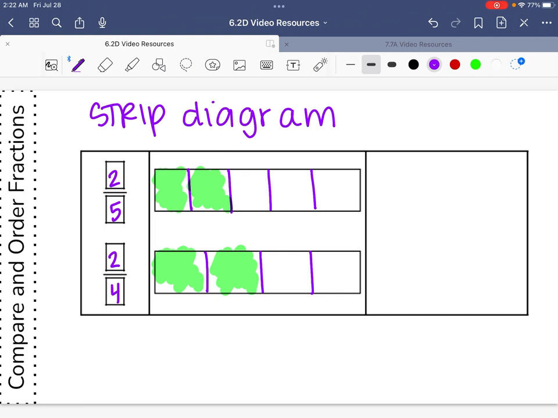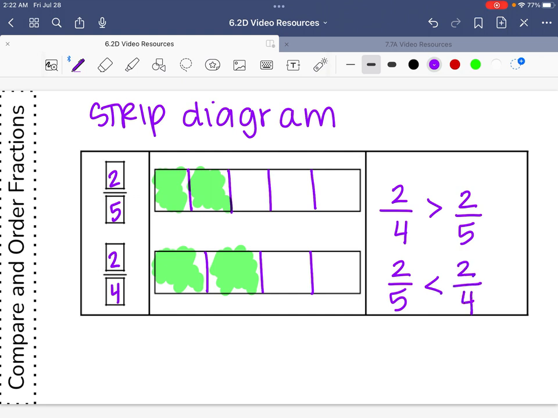Again, looking at my strip diagram, I see that 2/4 is greater than 2/5. I could also write this by saying that 2/5 is less than 2/4. These two statements mean the exact same thing.